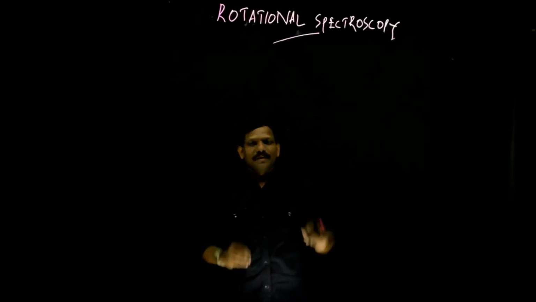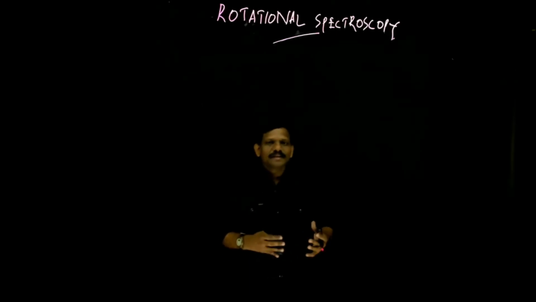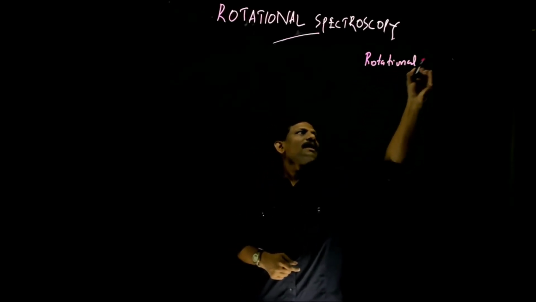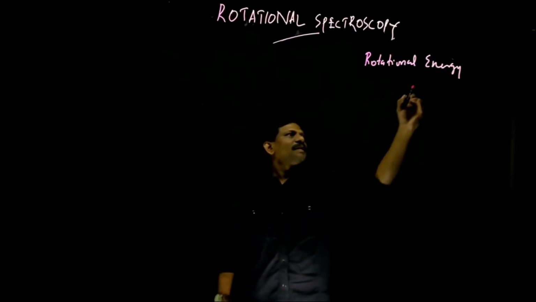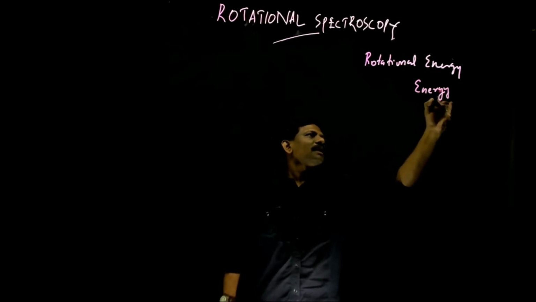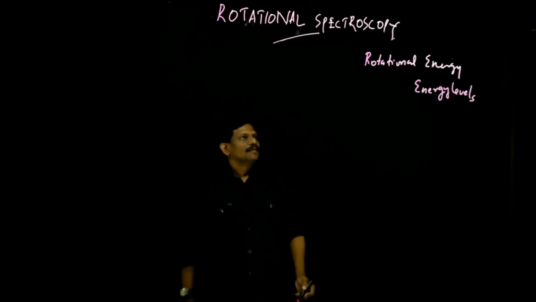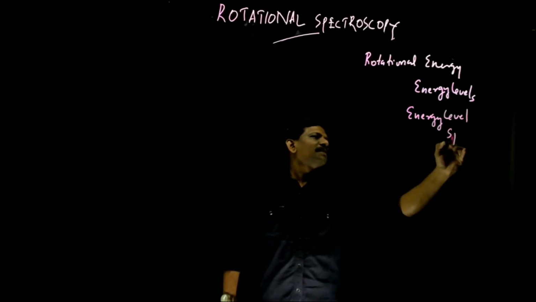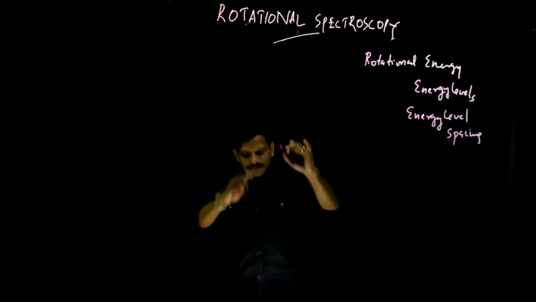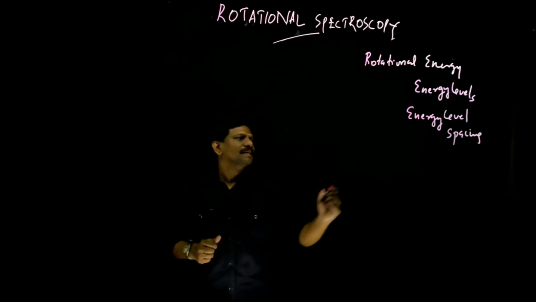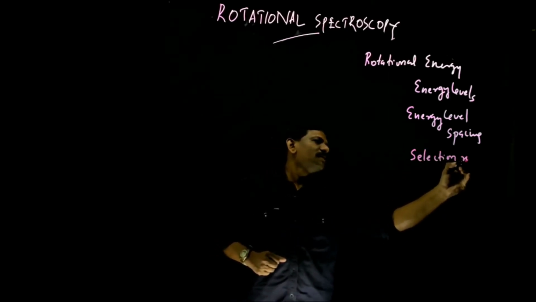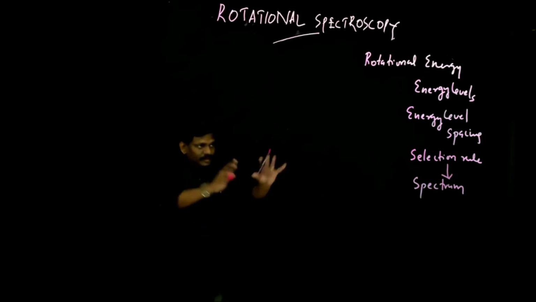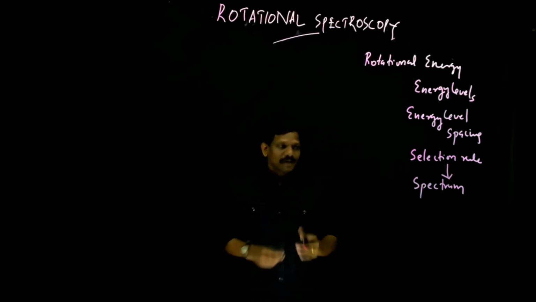Okay, now we are going to the rotational spectroscopy part. For explaining rotational spectroscopy, first we need the information about the rotational energy, next the energy levels, and third the energy level spacing. And you know that the backbone of a spectroscopic technique is called selection rules. So next we need the selection rule, and finally after the explanation of selection rule we will reach the spectrum. So, this is the order we are going to discuss rotational spectroscopy.